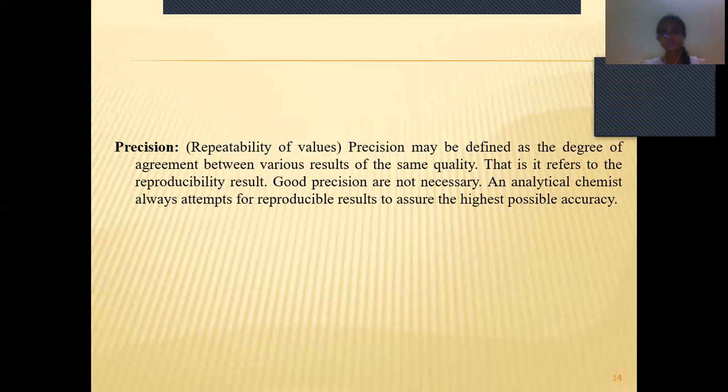So good precision is not necessary. Any analytical chemist always attempts for reproducible results to assure the highest possible accuracy. So whenever the person does the experiment for many trials, all the time he should get the same value. That is precision.